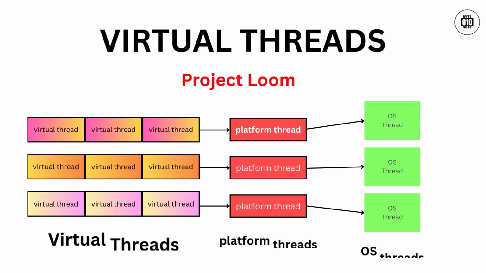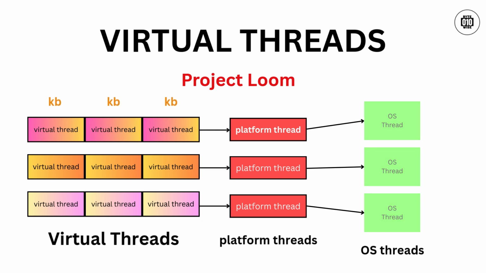Another emerging solution is virtual threads from Project Loom. Virtual threads are lightweight alternatives to traditional threads and consume far less memory, just a few kilobytes per thread. They're perfect for applications with high concurrency requirements.